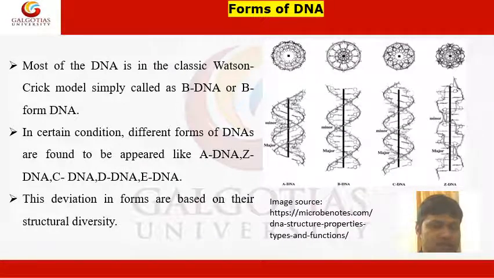Now we will discuss the different forms of the DNA. Most of the DNA is in the classic Watson-Crick model, simply called the B-DNA or the B form of DNA. In the picture, you can see the different forms of the DNA, which are A-DNA, B-DNA, C-DNA, and Z-DNA. So these are the different forms which have different characteristics. The deviations in the forms are based on their structural diversity.